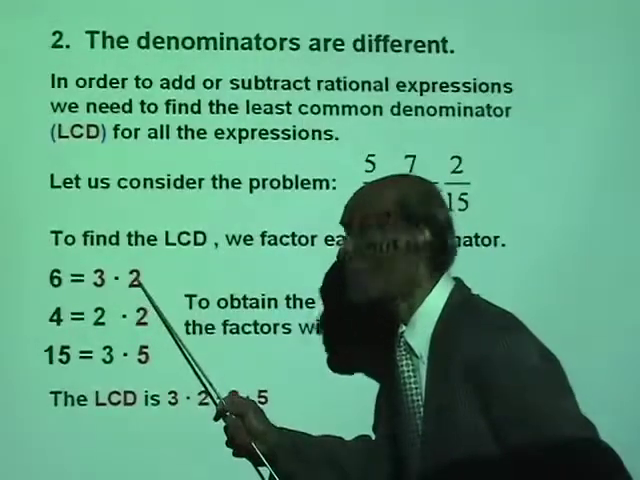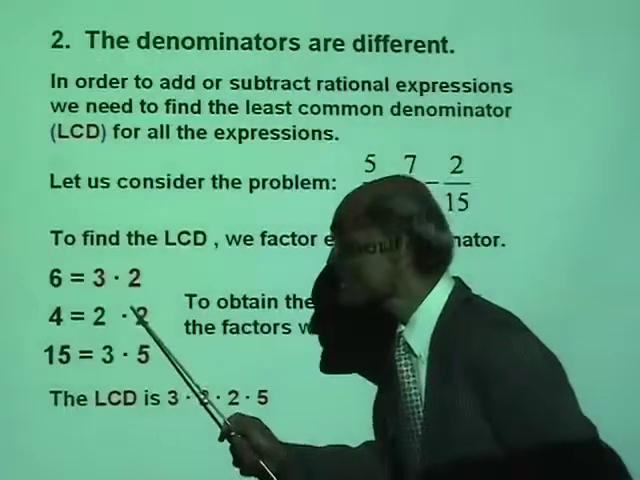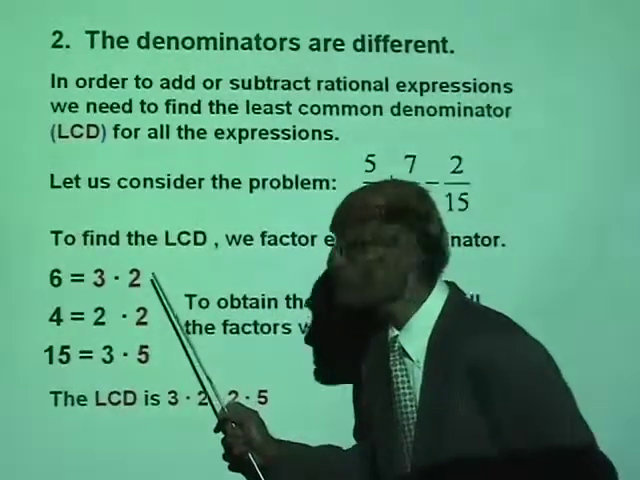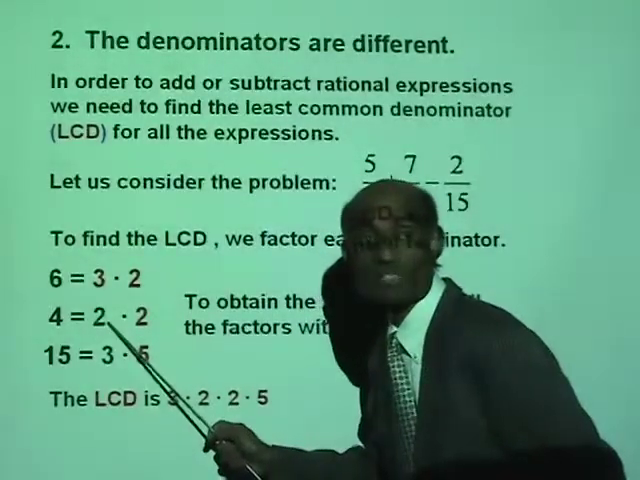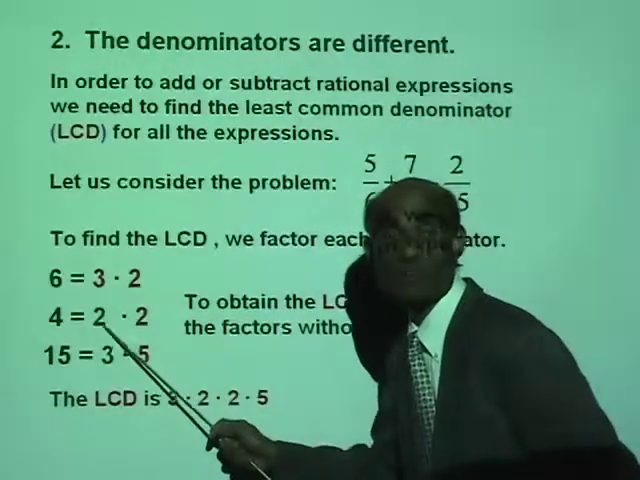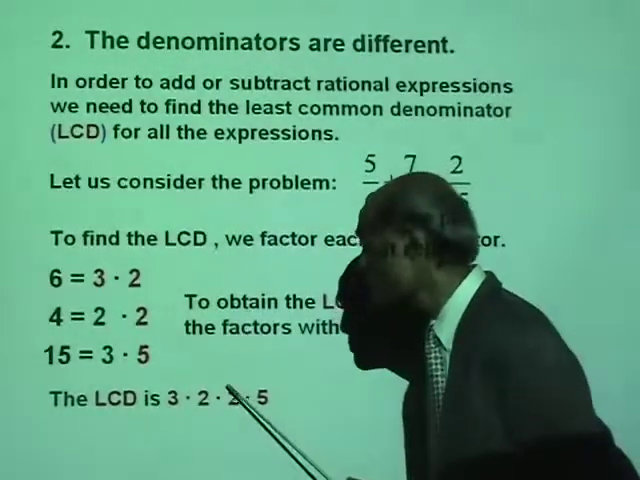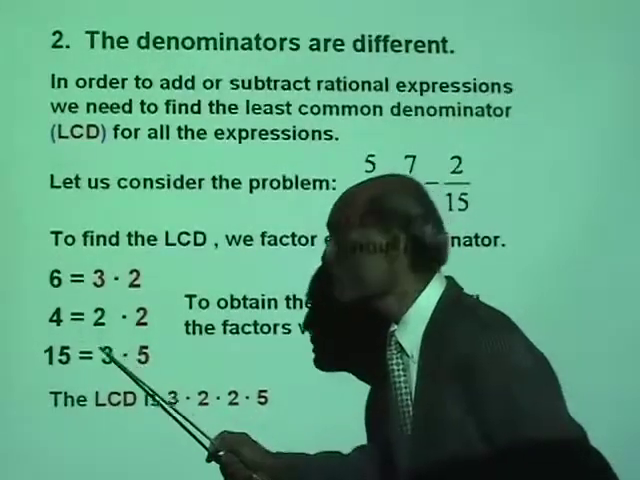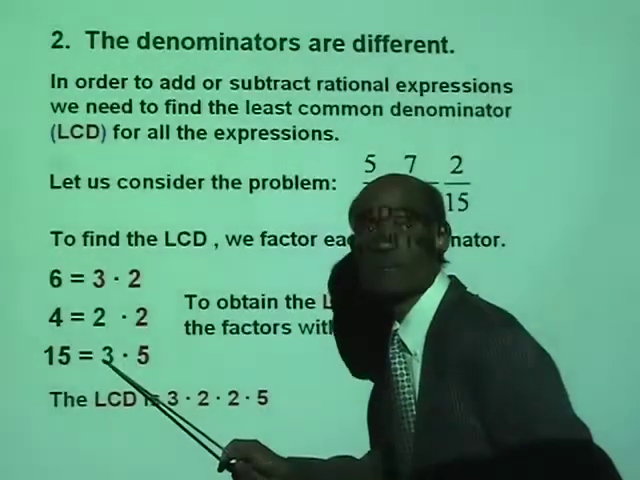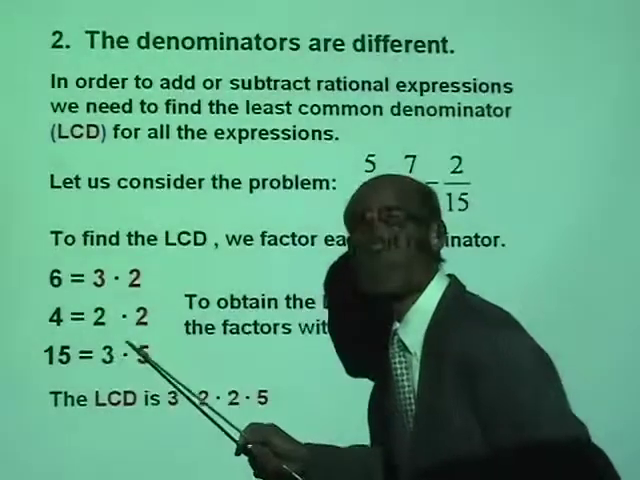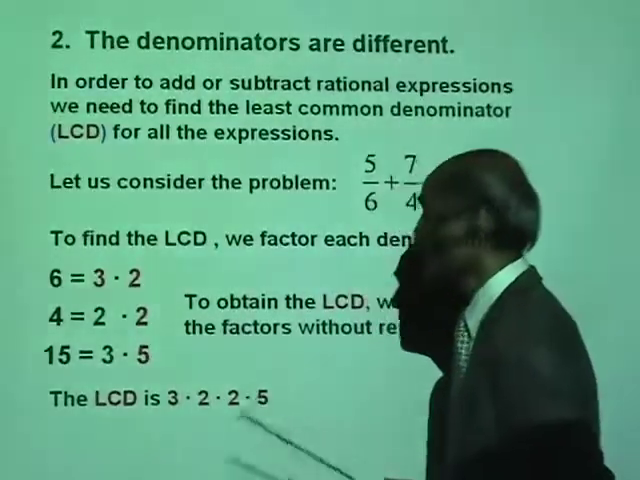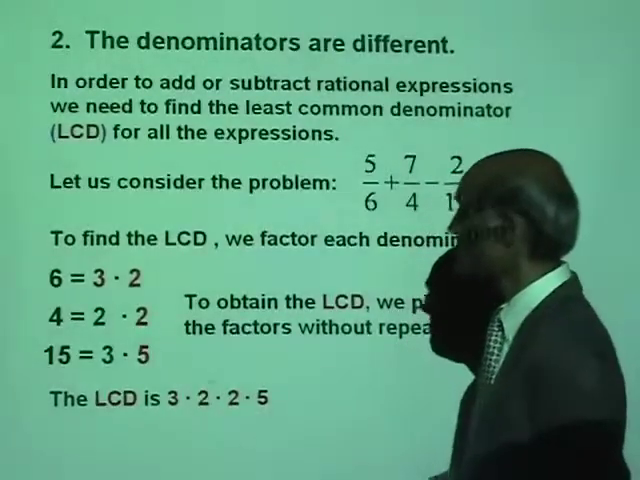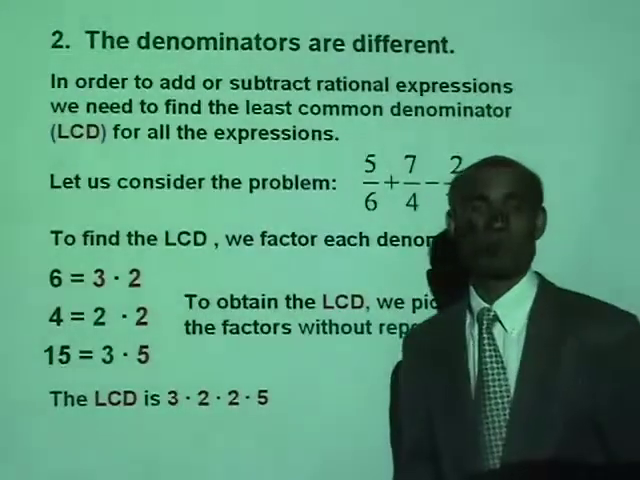We come to the second one and say this 2 we don't need. Why? Because we have already picked a 2. But the second 2 we need. We have only picked one 2, and since there are two 2's in that number, we need the second 2. So pick that 2. Come to the third number, we don't need this 3 because a 3 has been picked, but we need this 5. So the LCD is 3 times 2 times 2 times 5.